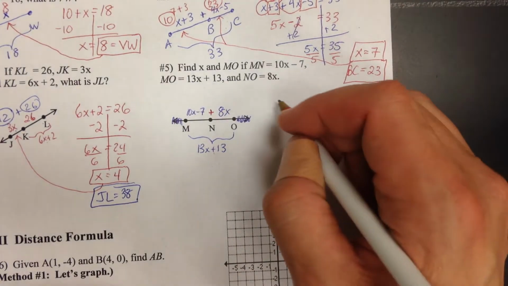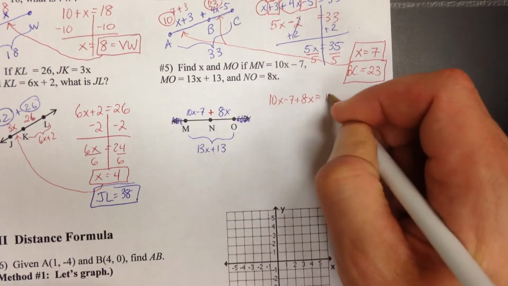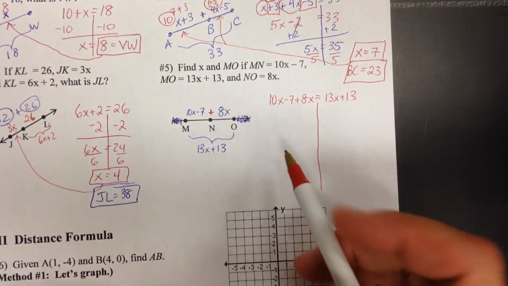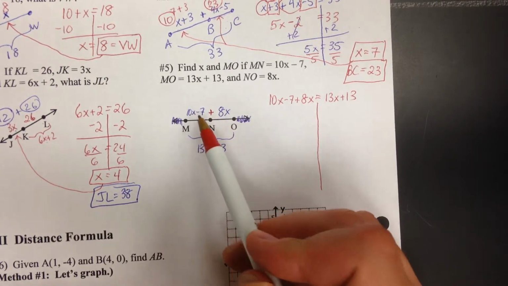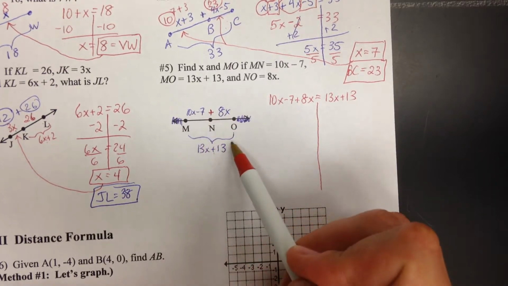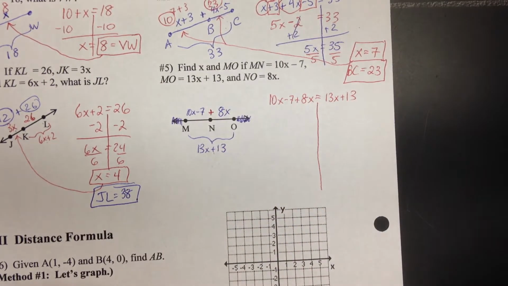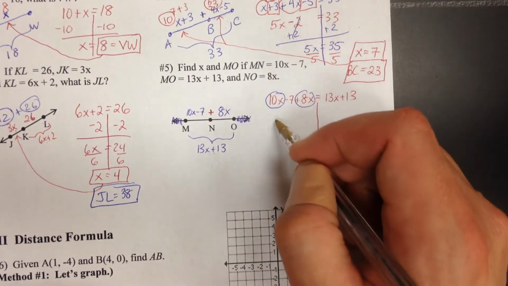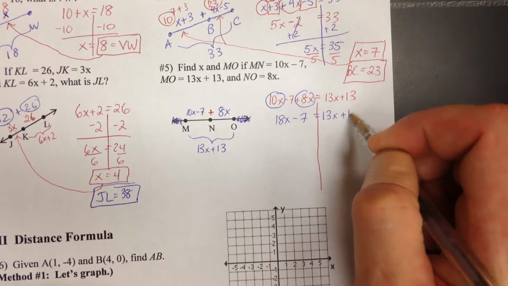So we're going to make an equation, 10x minus 7 plus 8x equals 13x plus 13. Now if you wanted to add the x's right away and combine them, you could do that. Just don't mix those up with this expression. That's the other side of the equation. So we'll do 10x plus 8x. So we get 18x minus 7 equals 13x plus 13.